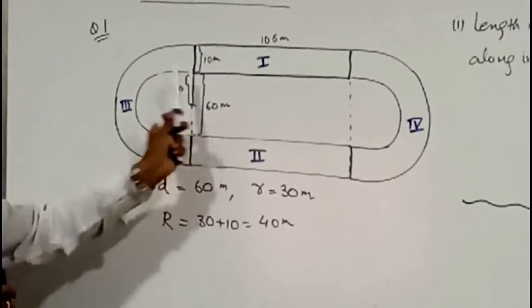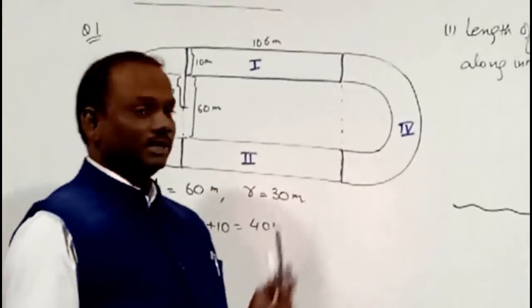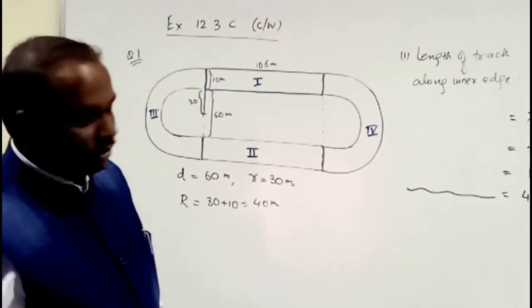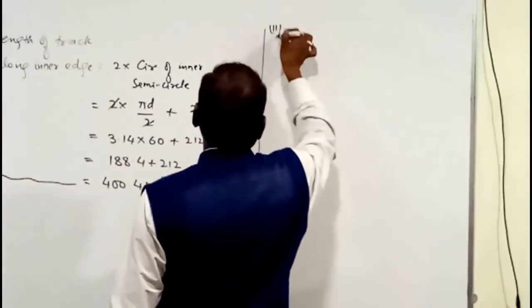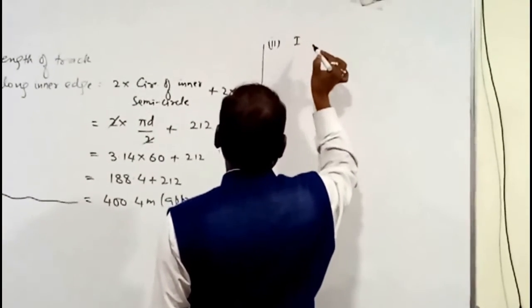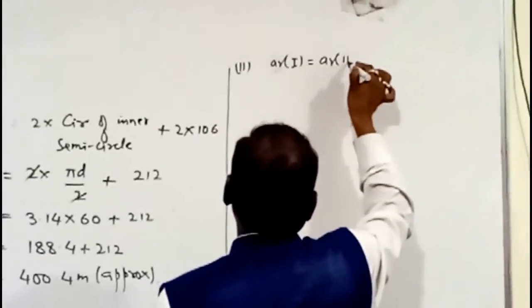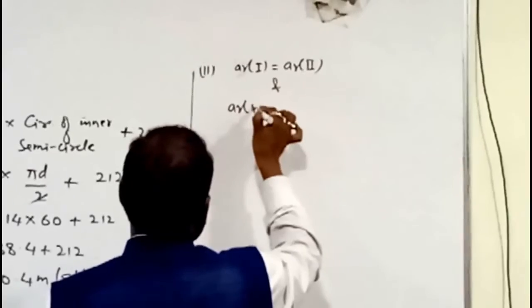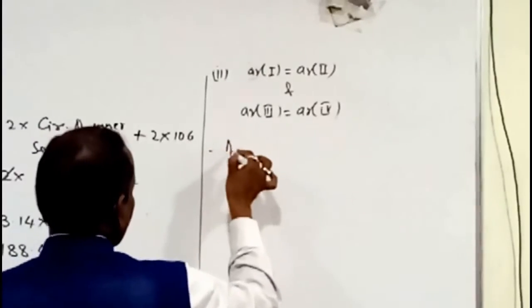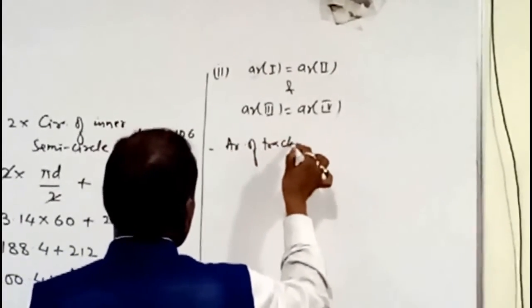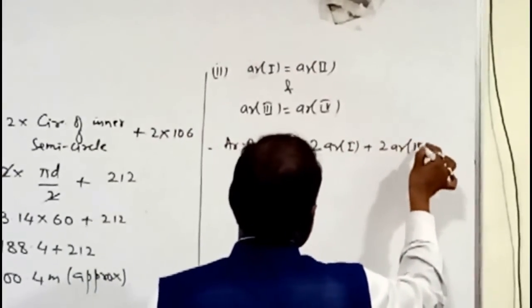अंदर वाले सेमी सर्कल के एरिया को माइनस कर देंगे तो अपने को एरिया ऑफ पार्ट 3 मिल जाएगा, और पार्ट 3 का जो एरिया आएगा वो पार्ट 4 का एरिया भी होगा। ये समझने के बाद हम लोग इसे इस तरह से प्रेजेंट कर सकते हैं। सेकेंड पार्ट को you can say that area of part 1 is equal to area of part 2 and area of part 3 is equal to area of part 4. Therefore, area of the track is 2 into area of 1 plus 2 into area of 3.